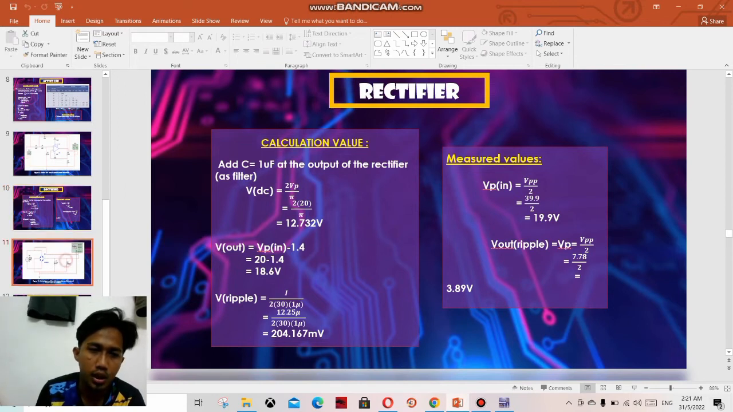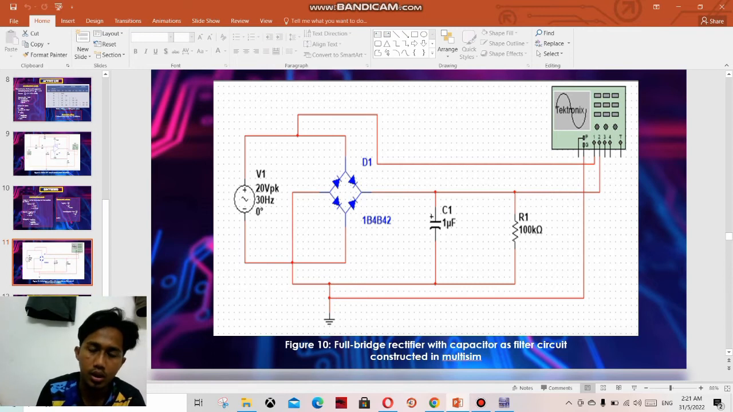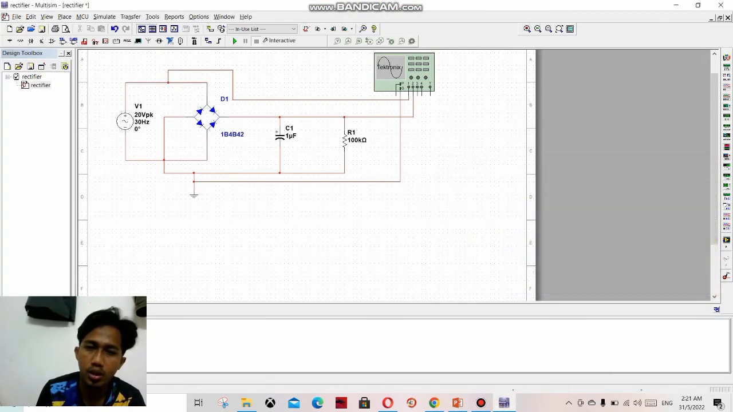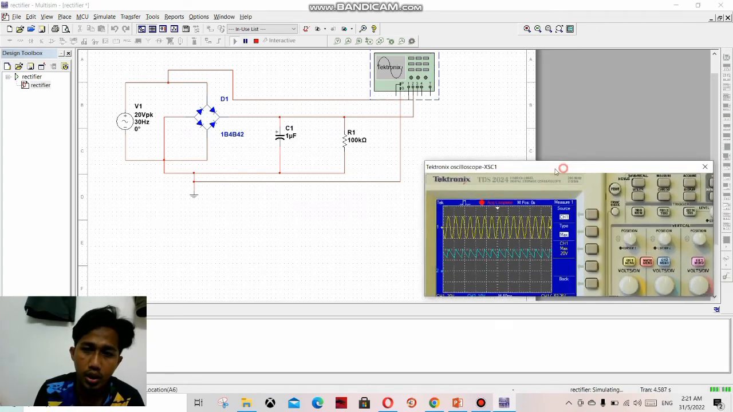So this is the circuit constructed in Multisim. This circuit is a full bridge rectifier. We use an AC voltage source, full bridge, capacitor, and resistor, with an oscilloscope as the output. So I will run Multisim. This is the output.